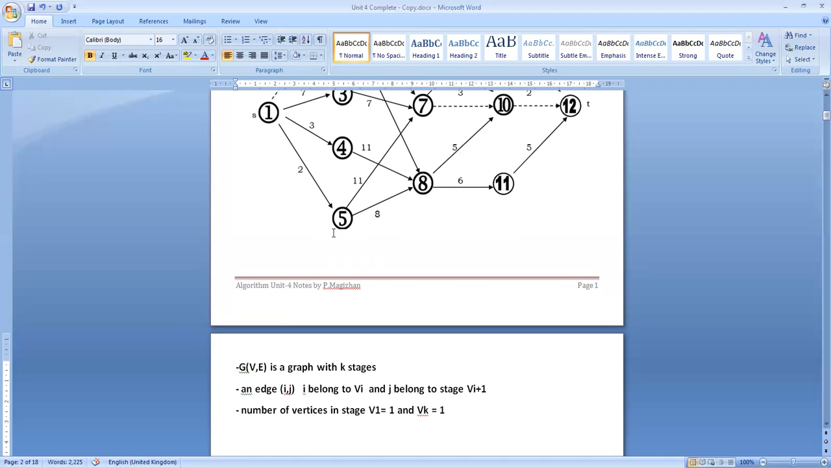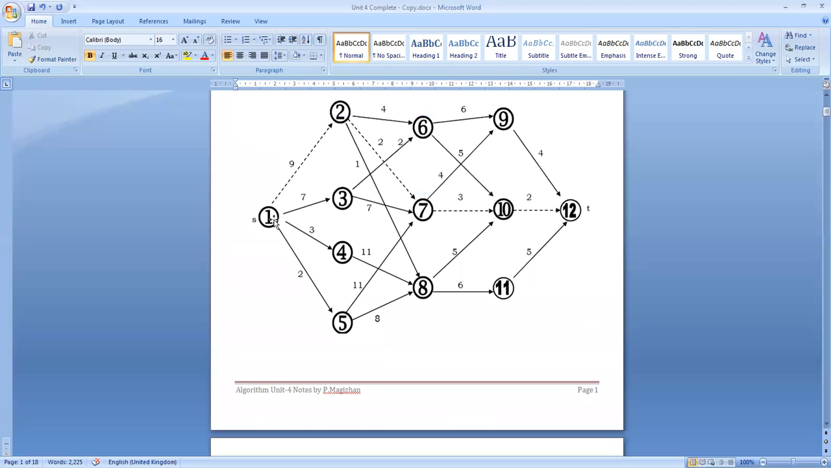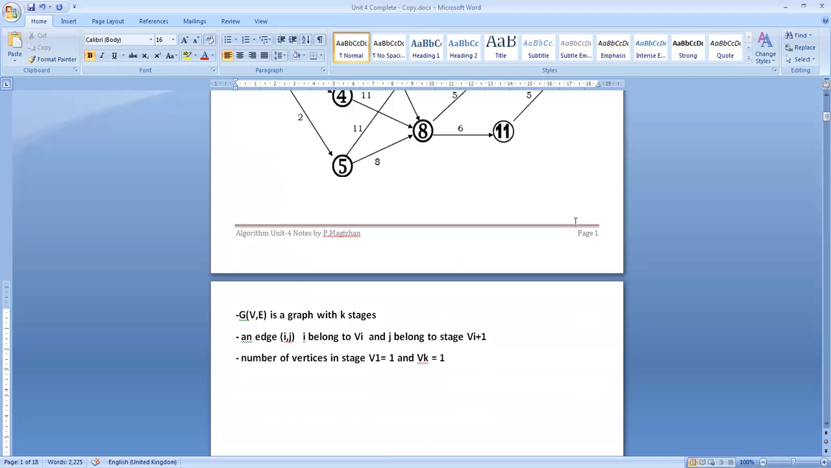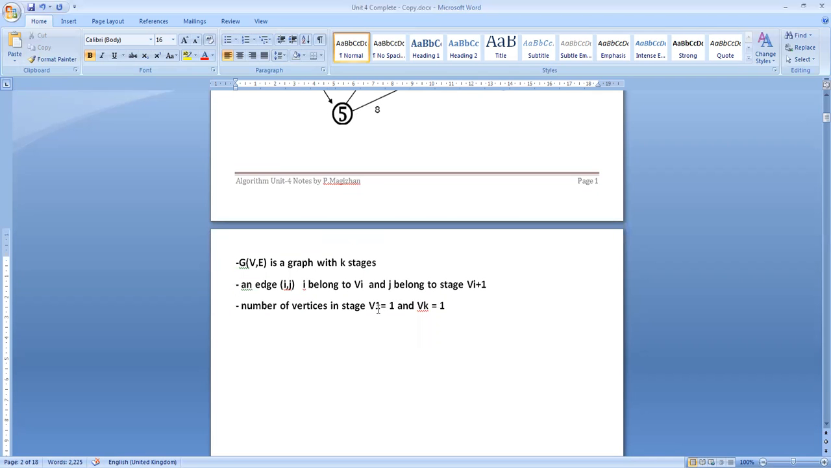See, in this graph, this is stage 1, stage 2, stage 3, stage 4, stage 5. The number of vertices in stage 1 is 1, vertex 1. How many vertices are in stage 2? 1, 2, 3, 4. How many in stage 3? 1, 2, 3. How many in stage 4? 1, 2, 3. How many in stage 5? 1. This is the final stage. So the number of vertices in stage V1 is 1, and in the final stage Vk is equal to 1.